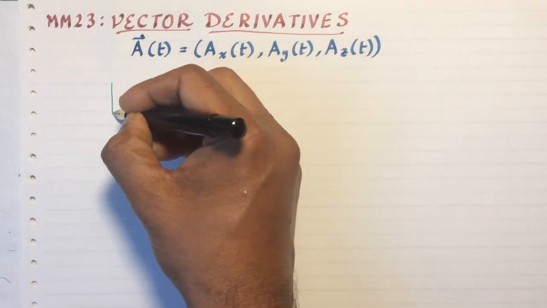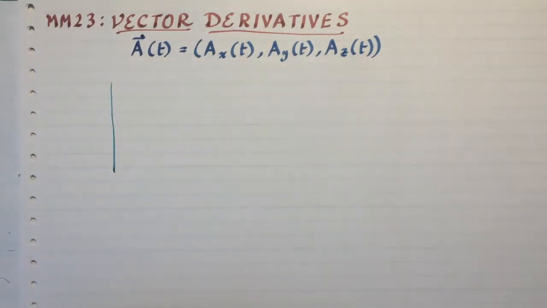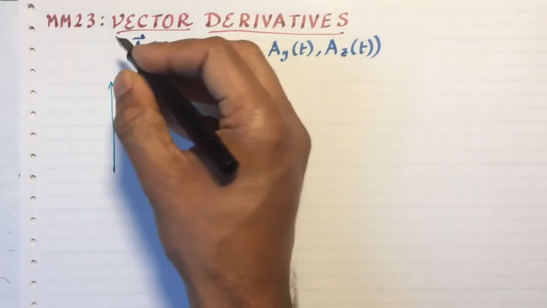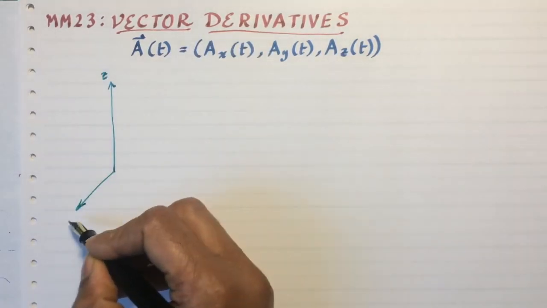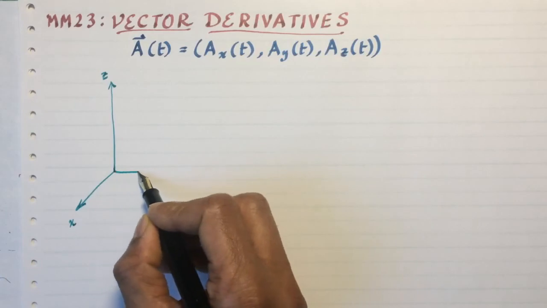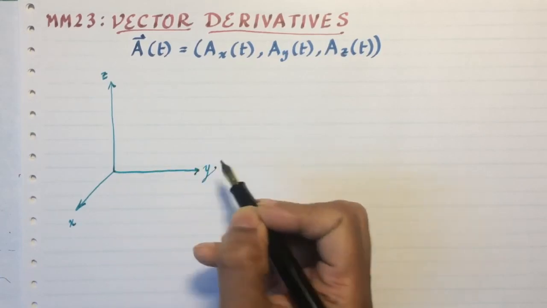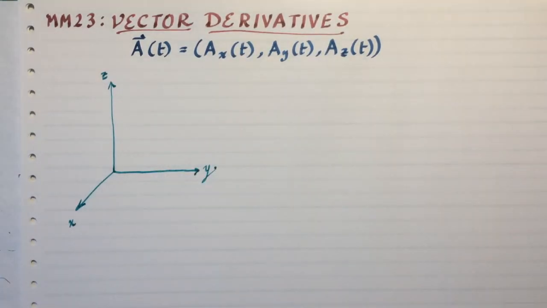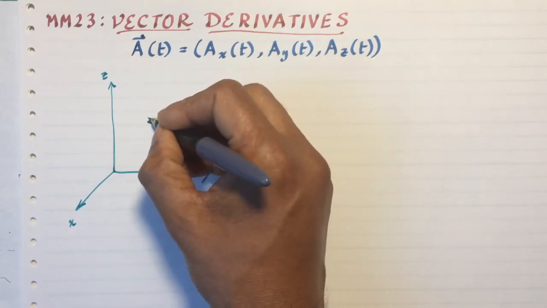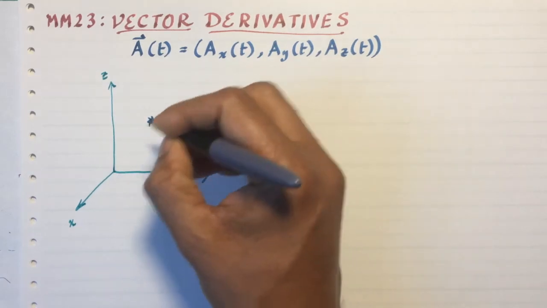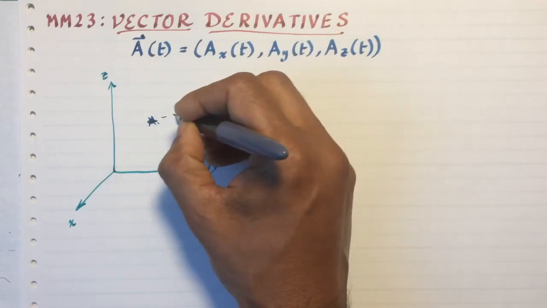So I have here a coordinate system. Let that be the z-axis, that's the x-axis, and that's the y-axis. And we are looking at some particle moving around. Let's say we are trying to track the movement of a housefly. Okay, so here's the housefly, and it's buzzing around in a very complicated way.